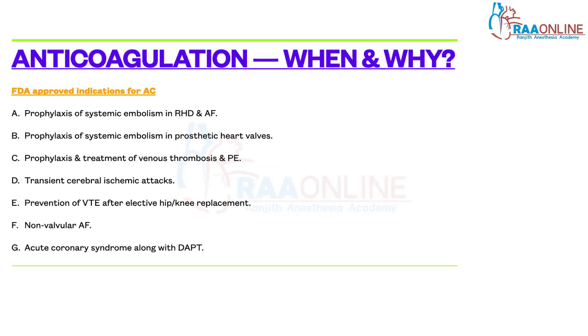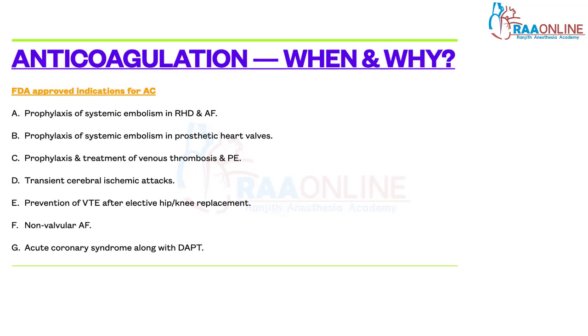Now, what are the indications for anticoagulation? Now, there are some FDA-approved indications for the use of anticoagulant drugs. One is the prophylaxis of systemic embolism in patients who are affected with rheumatic heart disease and are in atrial fibrillation. Prophylaxis of systemic embolism in patients with prosthetic heart valves.